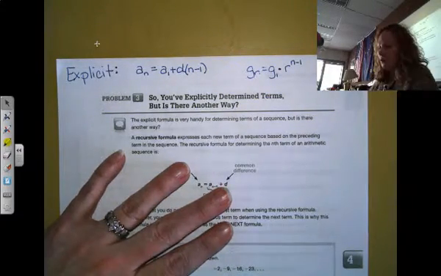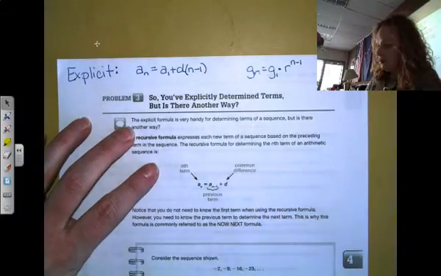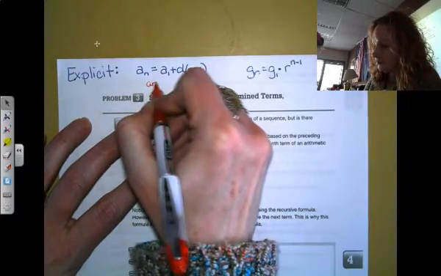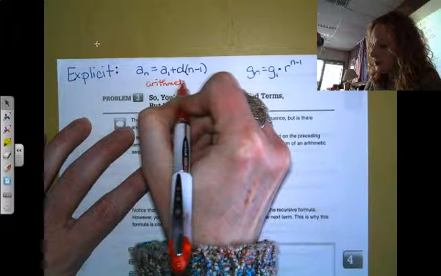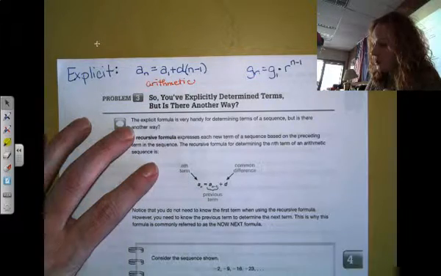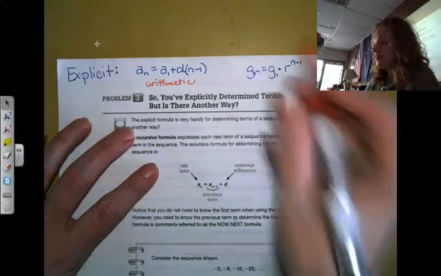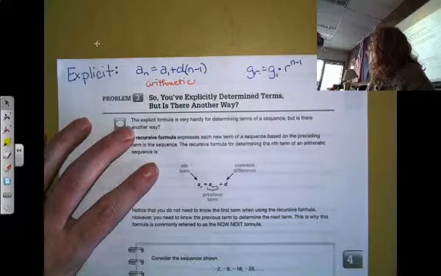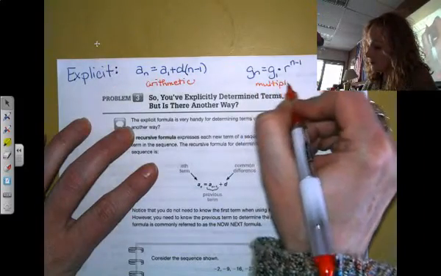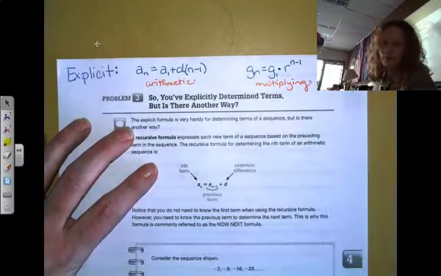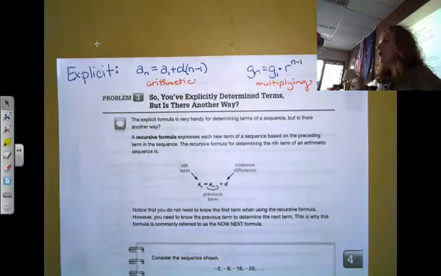Okay, explicit formulas. This one is what kind of sequence? Arithmetic. And how can you tell it's arithmetic? Same thing over and over again. How do you tell a geometric sequence? Because it's multiplying the same thing over and over again. Okay, so we've reviewed. Are we good?